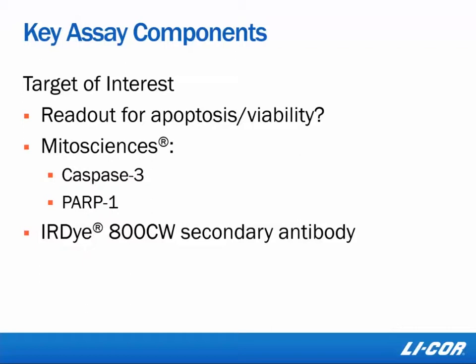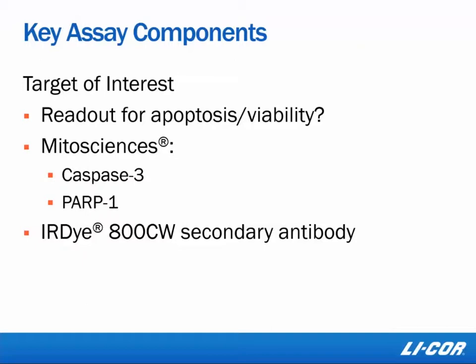As we'll see in a few moments, the target of interest read in the In-Cell Western assay can vary depending on your system. So it's important to choose one that's validated and linked with cell viability and apoptosis in your system. Some companies like Mitosciences offer detection kits for caspase-3 and PARP1. Now these are early apoptotic markers and can be read in the In-Cell Western assay and can be used to measure apoptosis. Regardless of what your final target is, at LI-COR we would recommend using IRDye 800CW conjugated secondary antibodies for detection of that target.